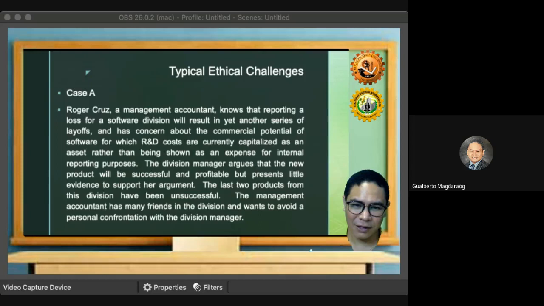Diyan pa ba kayo? Yes po, sir. Dito pa. Yes, naintindihan niyo yung situation? Opo, opo. Okay, very good.